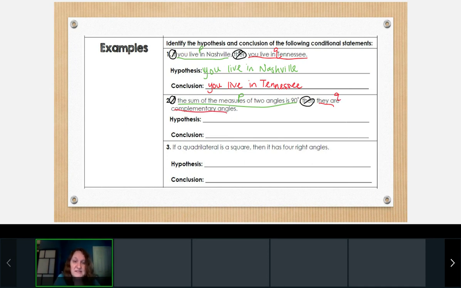No matter what the sentence says, if you follow that process every time, you can do this every single time. This could be a whole bunch of nonsense words, but as long as you know to look after the word if and then after the word then, you'll be golden. So the hypothesis is the sum of the measures of two angles is 90 degrees. The conclusion, the exact phrase that comes right after the word then, they are complementary angles.